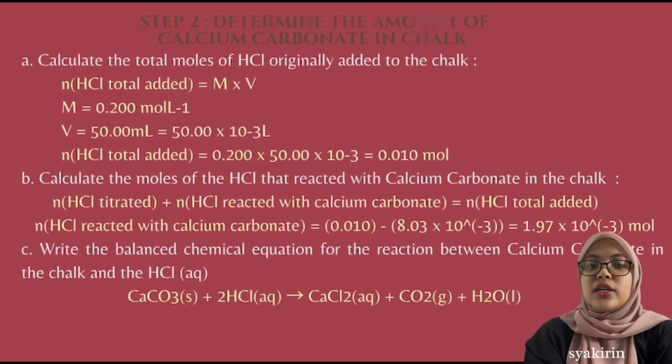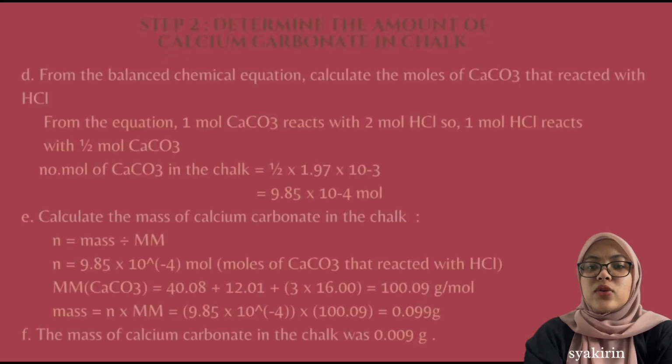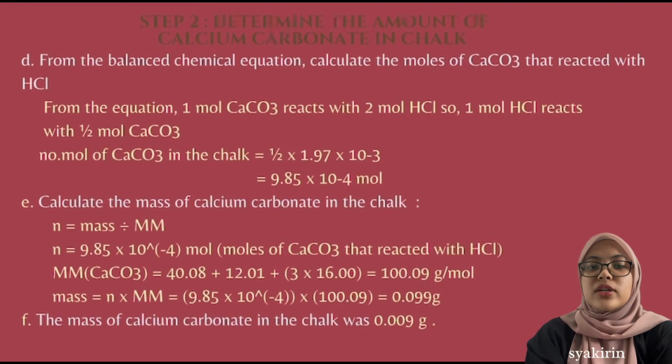After that, we must write the equation to identify the mole ratio. The chemical equation is calcium carbonate reacting with 2 moles of HCl to produce calcium chloride, carbon dioxide, and water. From the balanced equation, we can identify the number of moles of calcium carbonate in the chalk, which is 9.85 times 10 to the power of negative 4 mole. And with this information, we can calculate the mass of the calcium carbonate in the chalk, which is 0.099 gram.